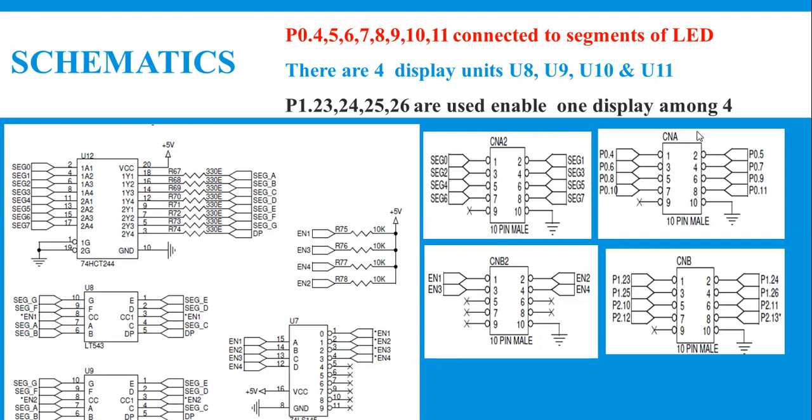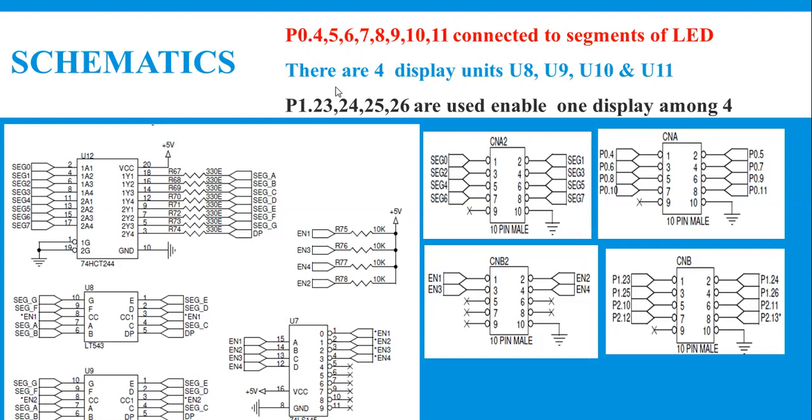From the microcontroller side, the connector A, pin number 1 to pin number 8, in turn connected to the 4th, 5th, 6th, 7th, 8th and 9th pin of port 0. Therefore, the 4th, 5th, 6th, 7th, 8th, 9th, 10th and 11th pin of port 0 is in turn connected to segments of the LED. Okay, so these port pins are used to send a proper value to display a hexadecimal number.